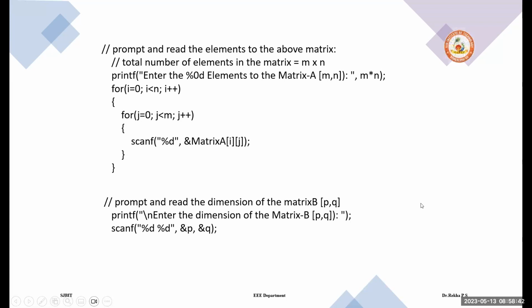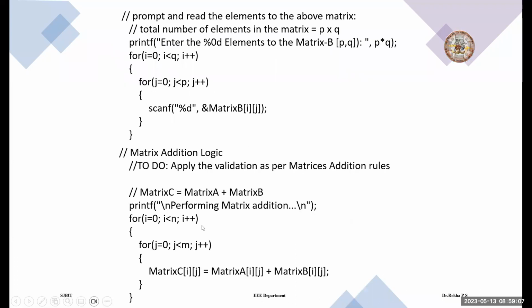After that, you have to prompt and read the dimension for the matrix B, which has dimension P and Q. The same way, first you have to take the dimensions P and Q. You have to ask the user to enter the dimension for the second matrix, which will be read and stored in P and Q. Now prompt the user to read the elements of the above matrix.